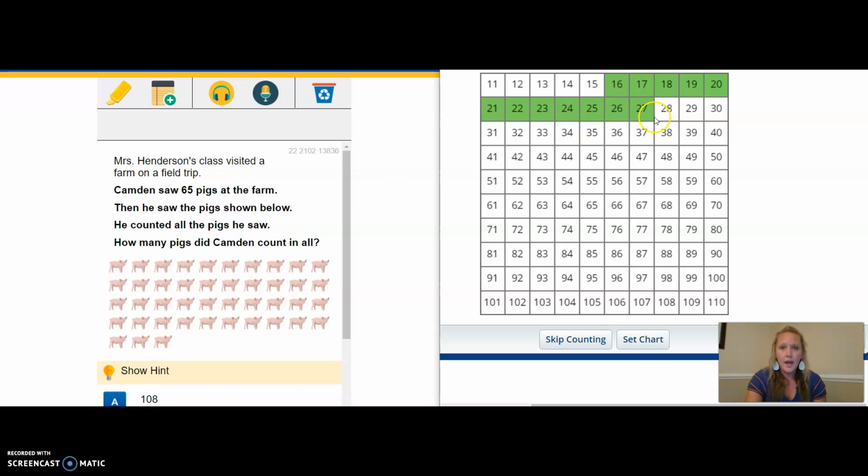So instead of starting up at the top of my hundreds chart, I am going to start after 65. So again, if I read the problem to myself, and I think about where 65 is on the hundreds chart, I'm going to go further down. If he saw more pigs, I am going to count on from 65, and as I touch the pig, I'm going to highlight the number on my hundreds or 120 chart again. So 65, 66, 67.